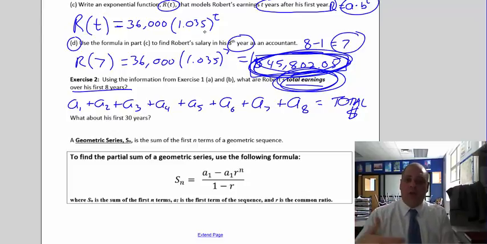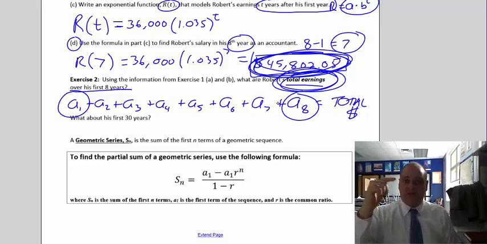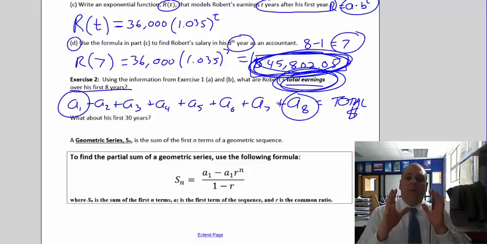And we could do it. We already know A1, we already know A8. We could just find A2, A3, A4, A5, A6, A7 and then add them all up. We can go plus 36,000 plus. We just add them all up. I think we understand that. But what if we could do that, right? We could do that. We're not going to do that.